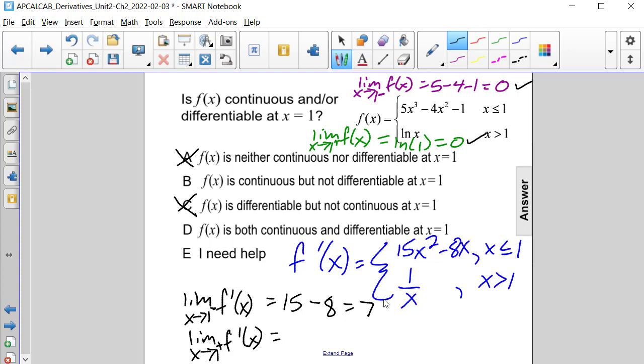And if we substitute 1 in for x in the second half of our derivative, we would get 1 over 1, which is 1. Notice these two values are not the same, so they're not equal. Therefore, it is not differentiable. So therefore, our answer here is B. f of x is continuous, but not differentiable at x equals 1.